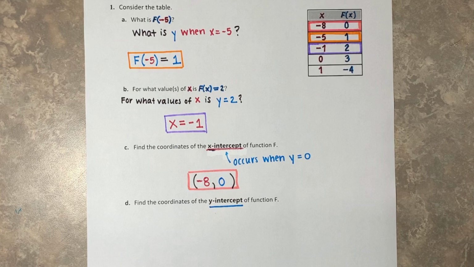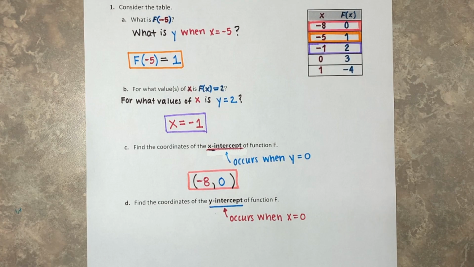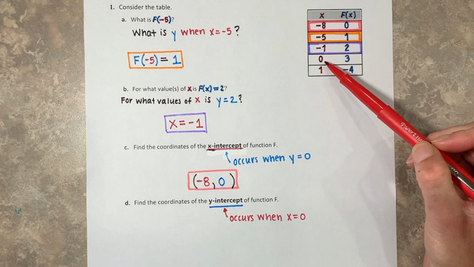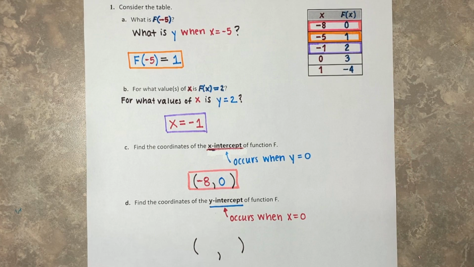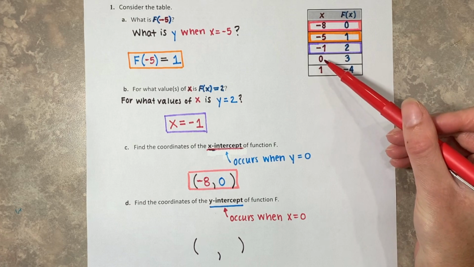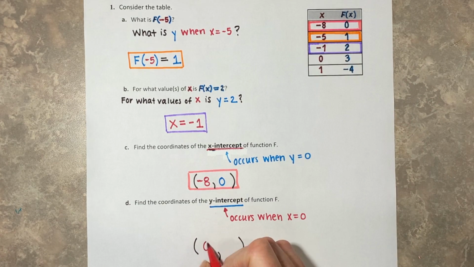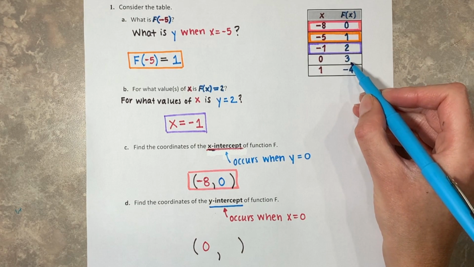Last, we're asked to find the y-intercept. All y-intercepts have something in common. Every y-intercept occurs when x equals 0. So let's look at our table and find when is x 0, right here. So we can write our y-intercept as an ordered pair. The x-coordinate of every y-intercept is always 0, and the y-coordinate of our y-intercept is 3.